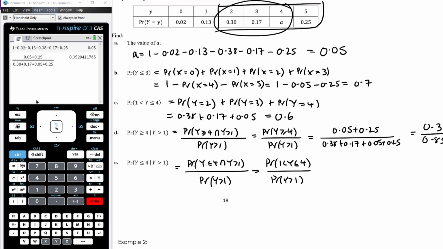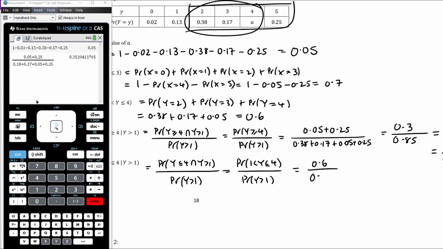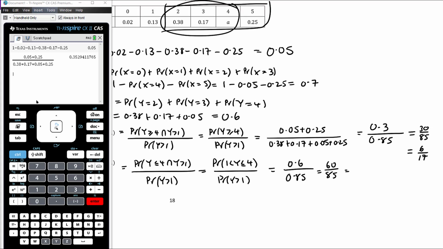Okay, so we know that the answer to part C, between 1 and 4, not including 1 but including 4, was 0.6. We've already worked out our denominator up above there, that was 0.85, and so this is 60 on 85, which, dividing by 5, will be 12 on 17.